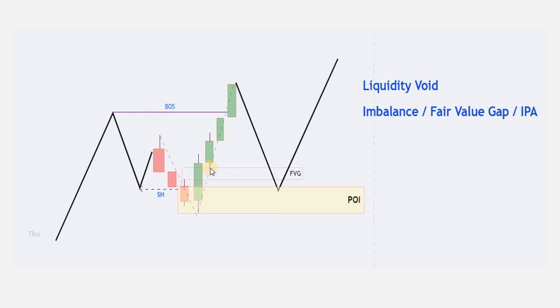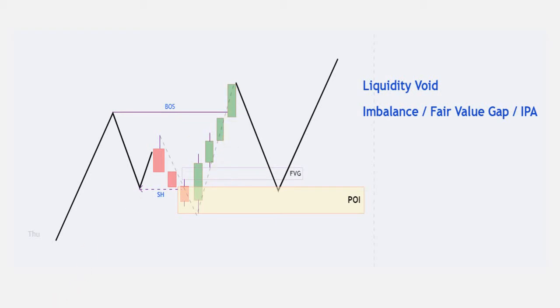But wherever you have a gap between the high of this candle and the low of the third, it means there are a lot of buyers. The buyers here are more than the sellers. That's what we call imbalance. So between this high and this low, we have this gap. This gap is what we call imbalance.